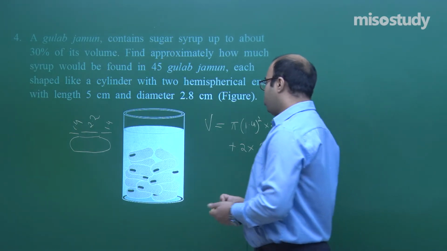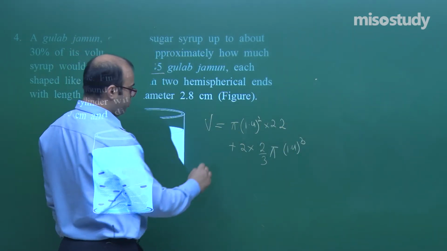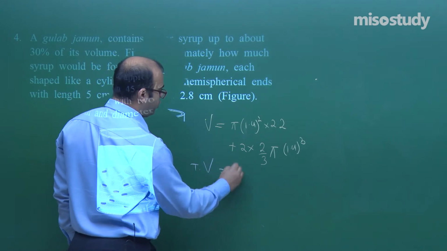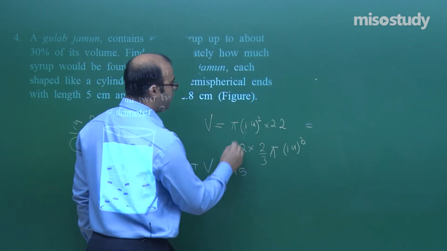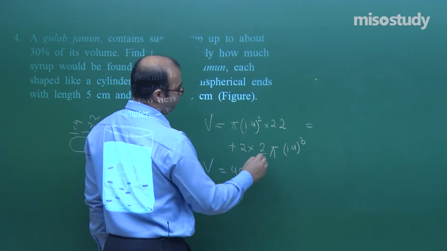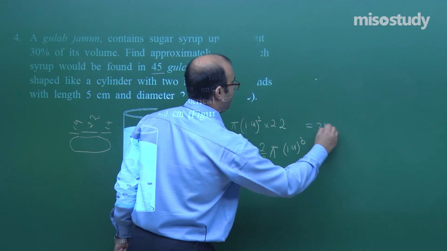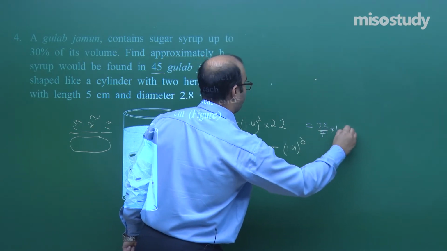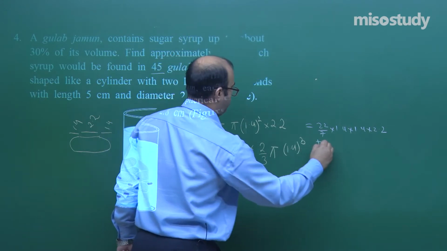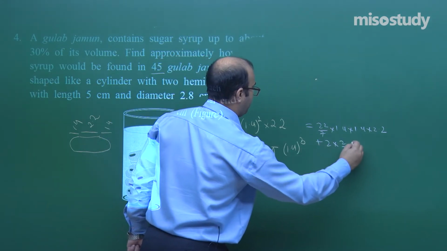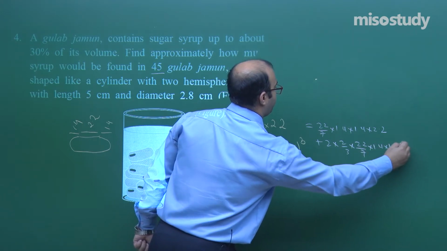Now this is the volume of one gulab jamun. If it is given that there are 45 gulab jamuns, what is the total volume? It is 45 into this value. Let us calculate this value. Let us take pi common and write pi as 22 by 7 into 1.4 into 1.4 into 2.2 plus 2 into 2 by 3, pi is 22 by 7 into 1.4 into 1.4 into 1.4.